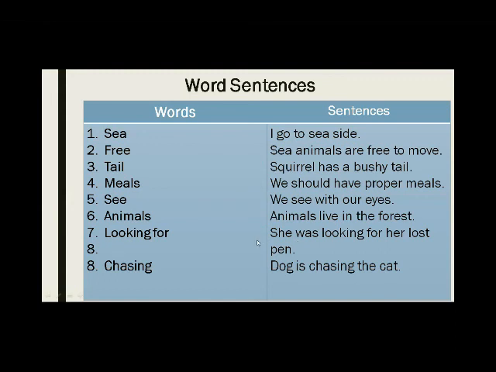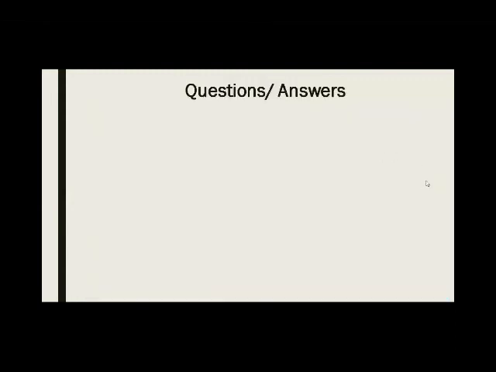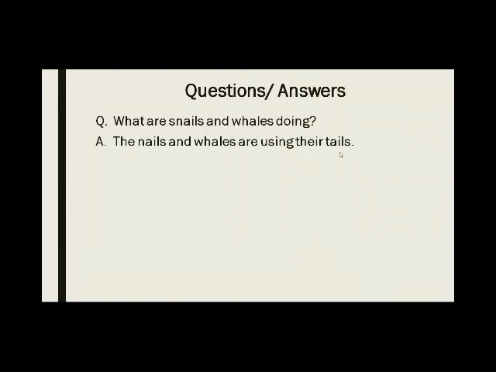Now there are some question answers about this poem. The first question is what are snails and whales doing? Can you answer me? Do you know what the snails and whales are doing in the water? Snails and whales are using their tails. They are types of sea animals. They are swimming inside the water.